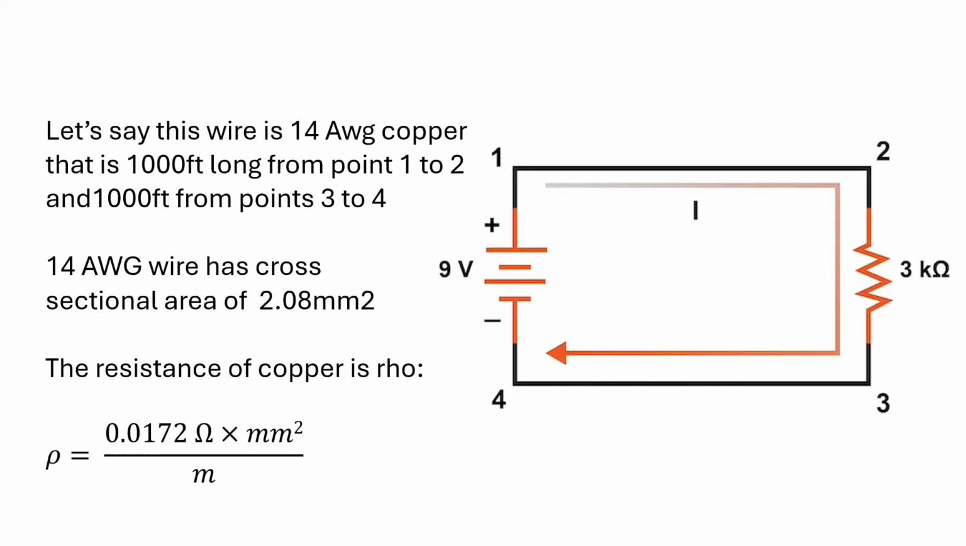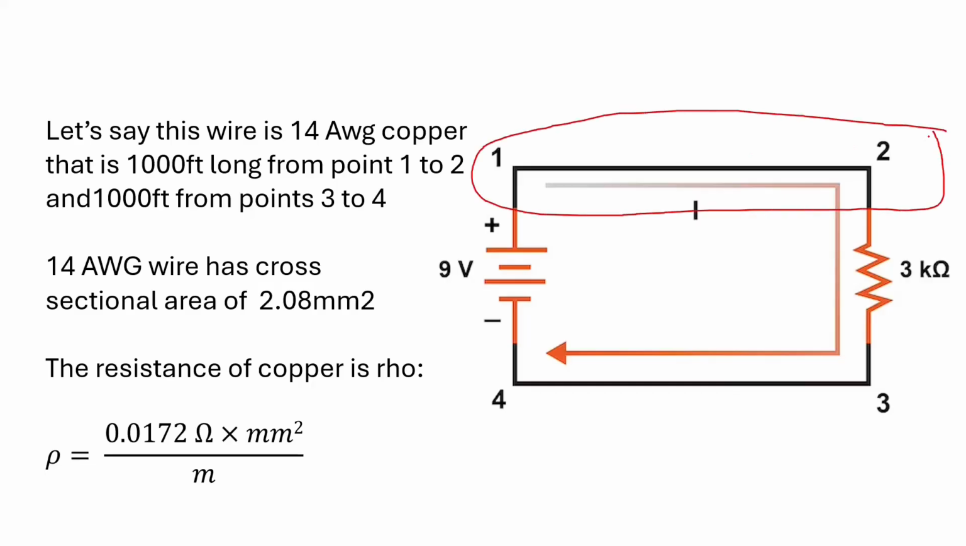And so let's just say, for the purpose of this, just to expand, that this is 14 AWG wire from right here, right? This is 14 AWG wire. And so is this, and that each one of these is 1,000 foot long from point 1 to point 2 and 1,000 foot long from point 3 to point 4.